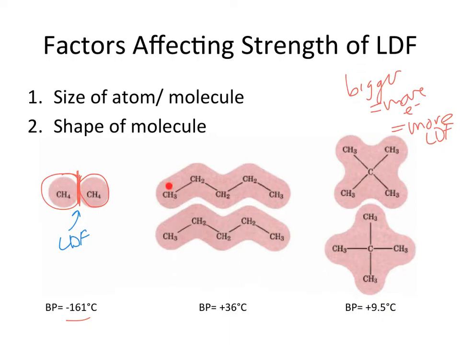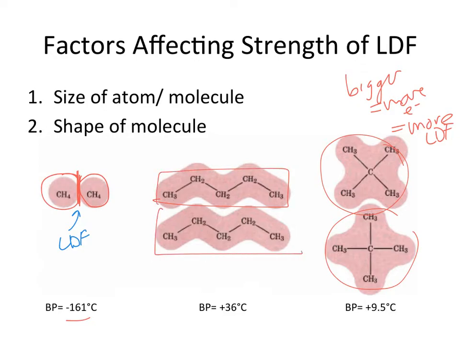So what's the difference? Well, if you look at these ones, both of these molecules, this one over here and this one over here, have the same amount of carbons. And the fundamental difference is the way that they're shaped. This one on the right is more of a circular shape, while this one is more of a flat shape. The shape of the molecule is important because it increases the amount of surface area. More surface area means more points of contact, increased contact, and more contact means more London dispersion forces.